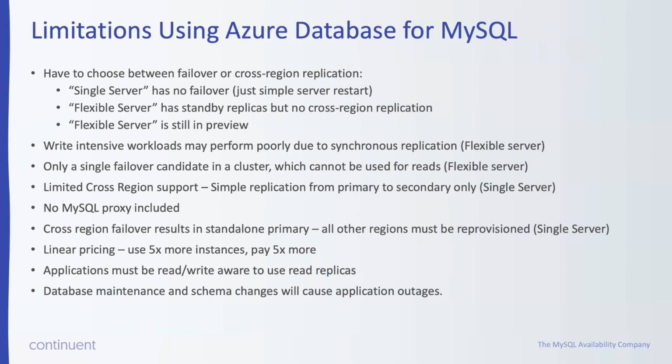So the limitations, again, it's a little complex. Are we talking about single server or flexible server? But when we talk about cross-region replication or failover, first of all, single server has no failover, right? It's just going to try to restart your instance. Flexible server, again, is in preview, but it'll have a standby replica for failover, but you cannot do cross-region replication. So again, it's a choice. When we're talking about a geo deployment, we really can't use flexible server. We have to use single server, but we lose failover.